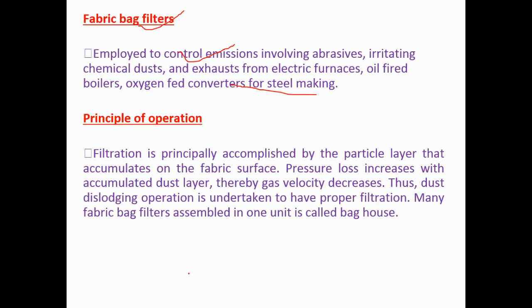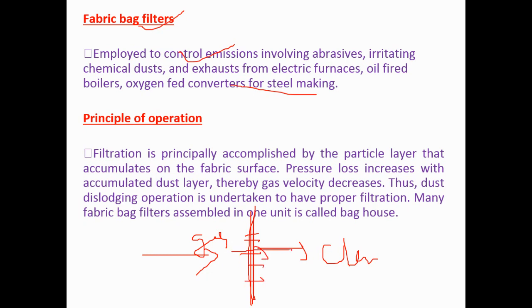What is the principle for the use of bag filters? Filtration is the main principle. Filtration means there is a permeable membrane through which you can pass gas or liquid, and clean gas is passed through the filter or membrane. This is the main filtration unit, the cloth. There are small pores where the clean gas passes and the dust particles are collected. This is the main principle behind the bag filter.